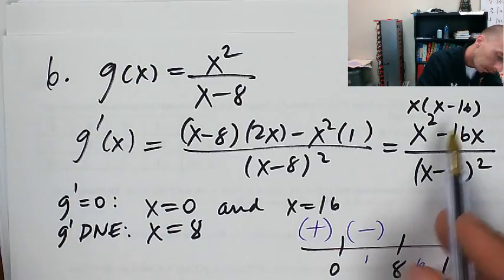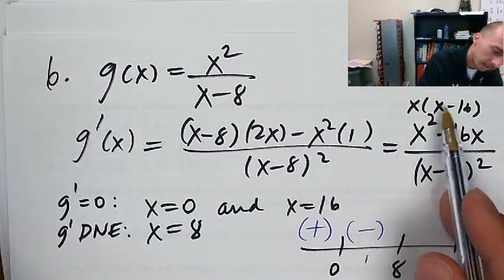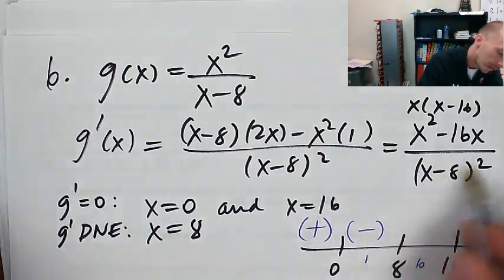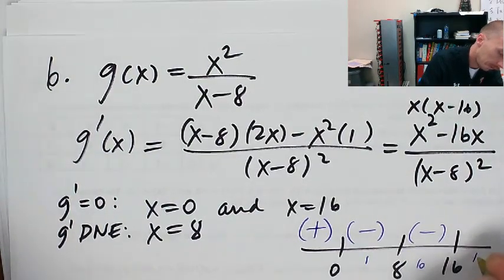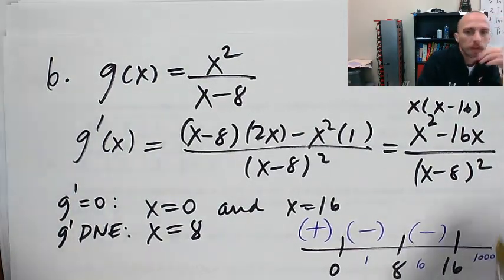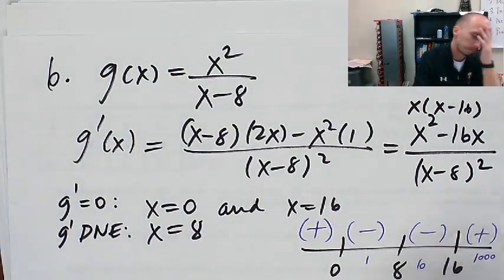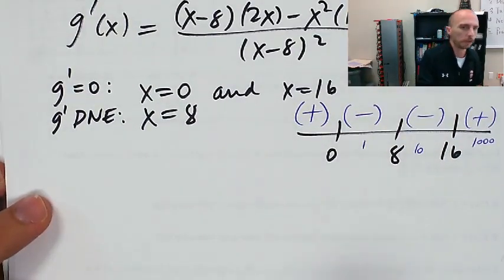Let's choose 10. 100 minus 160 is going to be negative, or 10 times negative 6 is also negative. But then I take the denominator and it's going to be positive, so I'll have negative divided by positive again. And something bigger than 16, maybe 1,000. Huge positive, positive, positive denominator, it's just all positive. And we don't have to be too fine with our explanation here.